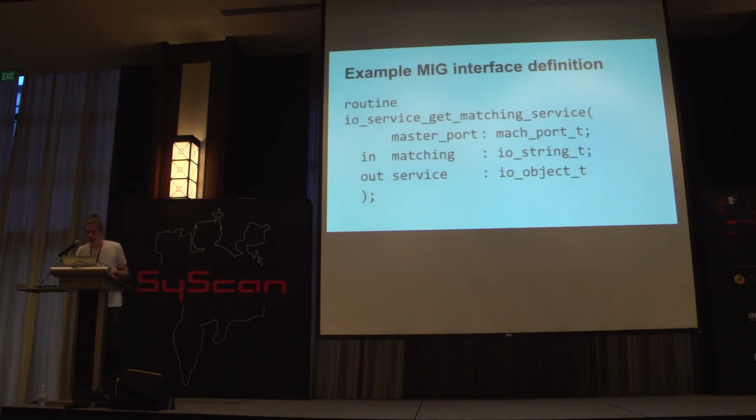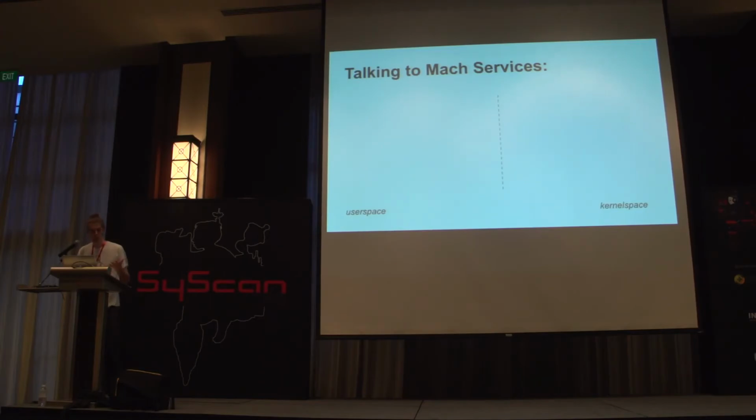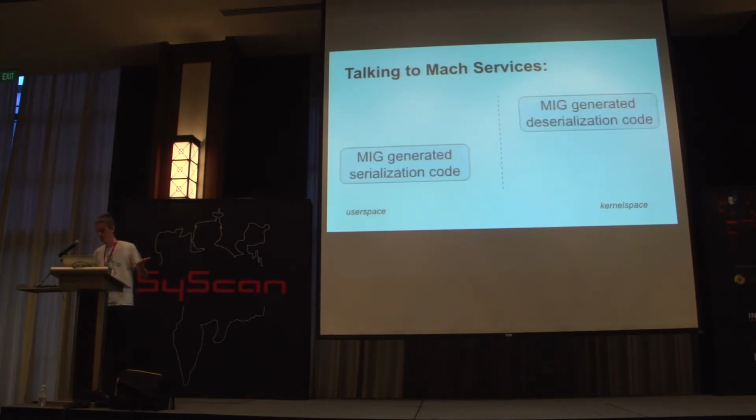So this is an example of a Mach interface definition: routine IOServiceGetMatchingService. So this is not a syscall, but in effect, the reality is that it actually is a syscall. It's simply proxied via a Mach message. So just to show you in a diagrammatic way how that works, we have user space on the left and kernel space on the right.